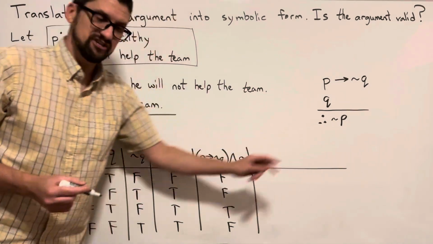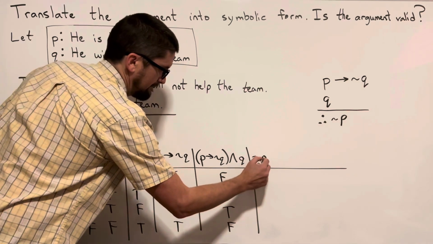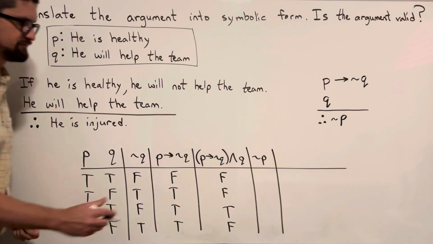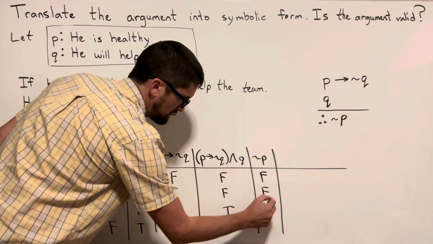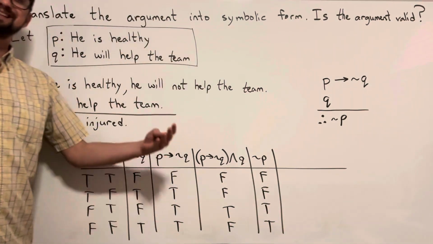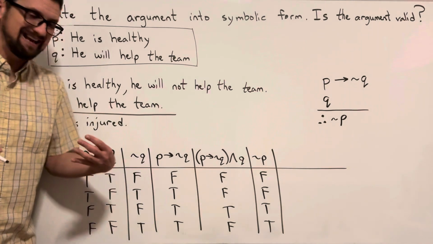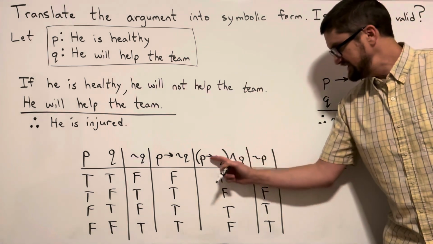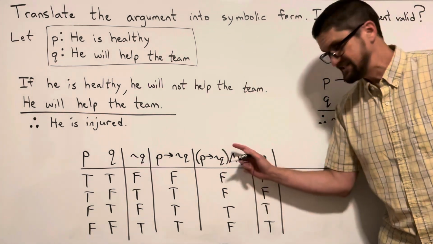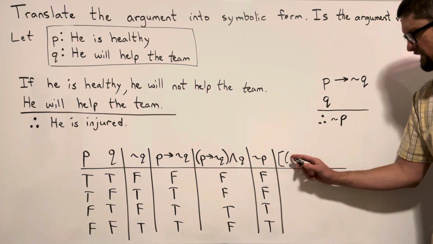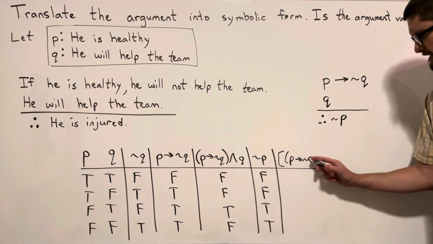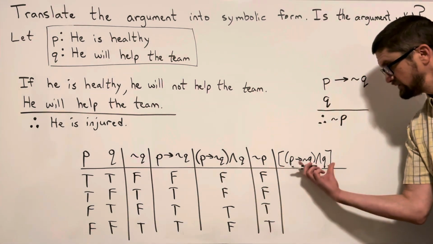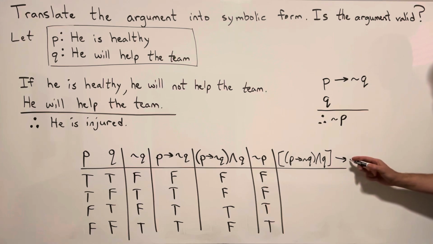I need a negation of P column. That's going to take the P column right here and do the opposite: false, true. All right, now I'm ready to tie everything together for this argument. Now it's going to be if this, so this whole thing needs to be in brackets, if this, then the negation of P.